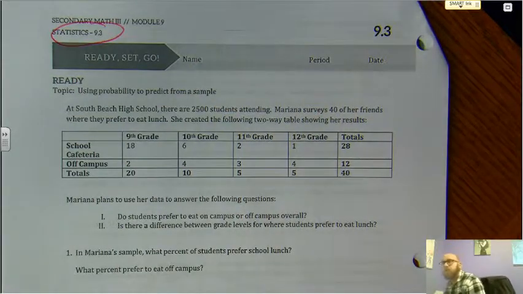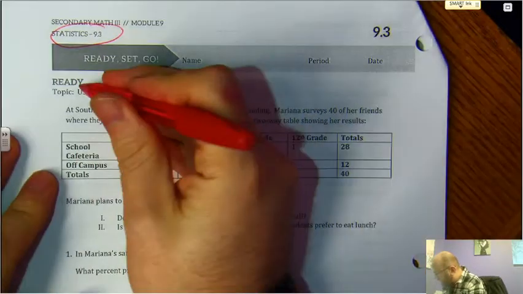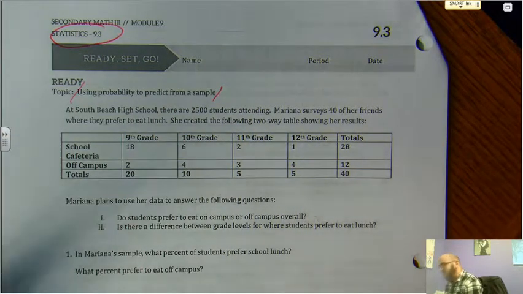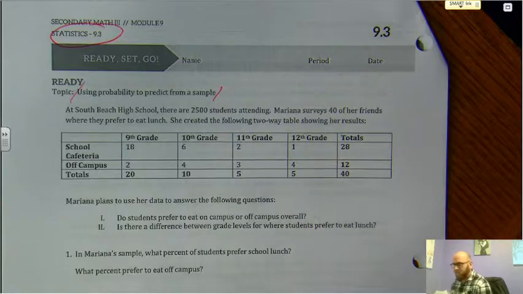Let's go ahead and go into the ready section. The first part is using probability to predict from a sample. So we're going to be given a two-way table, and using that we need to be able to adjust the probabilities and figure out how everything works from there.